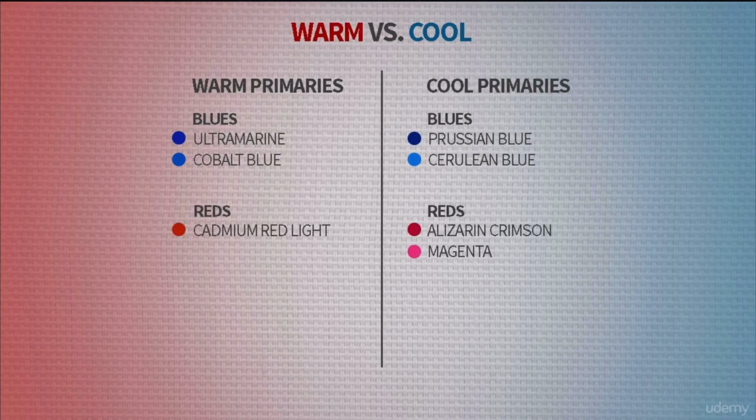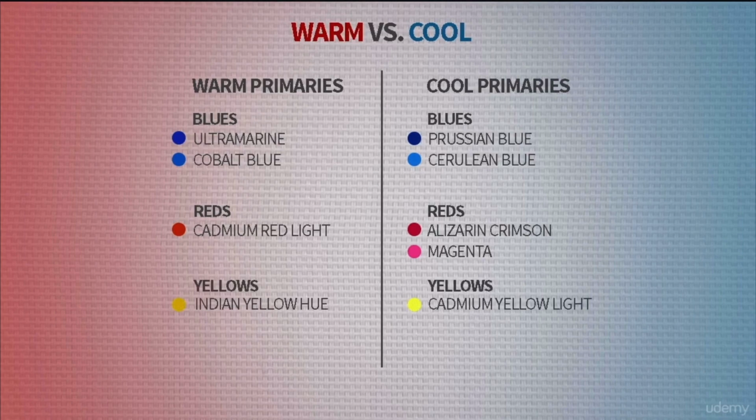Next, we have primary red. An example of a warm primary red is cadmium red light. A couple of examples of cool primary reds include alizarin crimson and magenta. And then an example of a primary yellow that leans to the warmer side is Indian yellow hue, while a primary yellow that leans to the cooler side is cadmium yellow light.